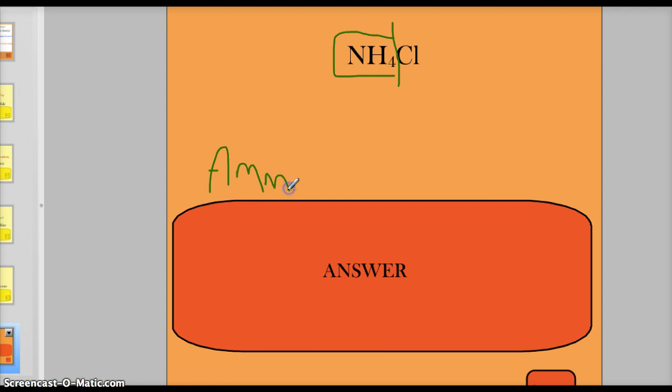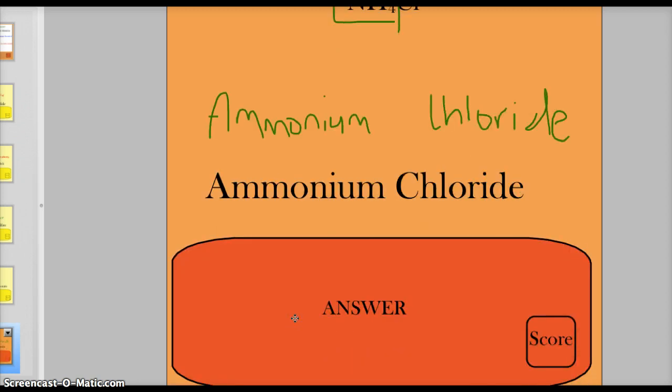And then Cl is one element. If it's one element, I use my periodic table. And we all know that Cl is chlorine. And like we've been saying over and over again, if it's one element, you can just change its ending from INE to IDE. So it should be chloride. Sorry, my spelling's kind of bad. So if we show the final answer, ammonium chloride.